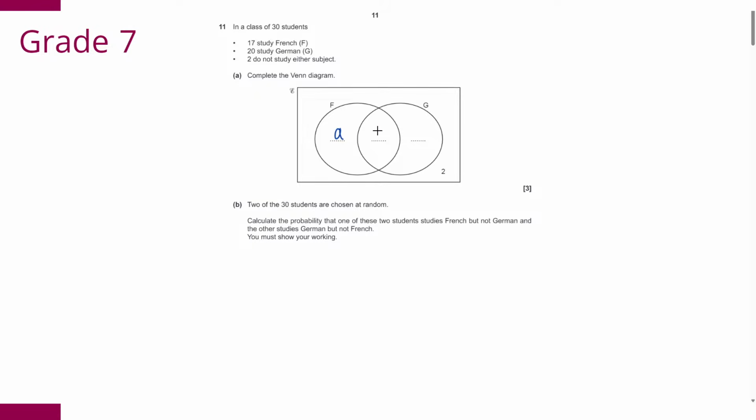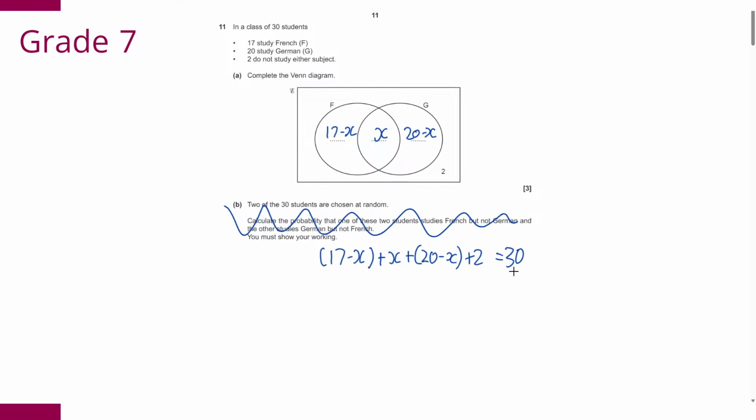One way is you could label these, if you label the one in the middle as x, right, what we know is that this is 17 take away the x, and this is going to be 20 take away the x. And what we can do is I'm going to ignore question B, okay? I'm just going to use it for the space. So what we can do is we can say that 17 minus x plus x plus 20 minus x plus 2 equals 30, okay?